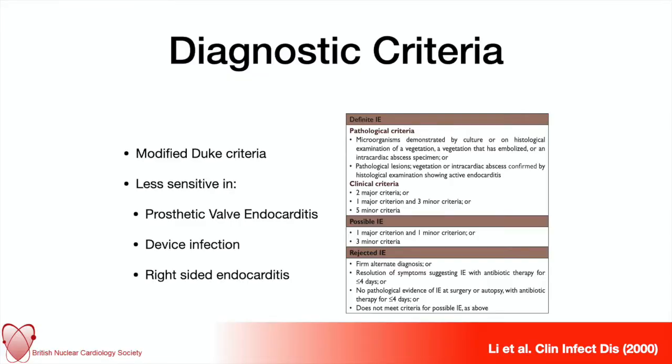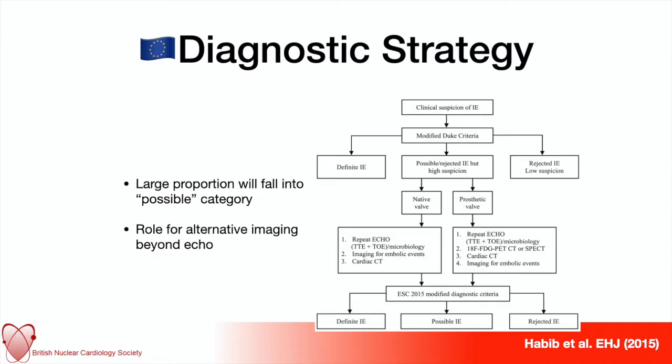How do you diagnose infective endocarditis? Well, we apply the modified Duke criteria, but we're aware that they're less sensitive in prosthetic valve endocarditis, device infection, and in right-sided endocarditis. So recent European guidance suggests that you, first of all, entertain the diagnosis of infective endocarditis, apply the modified Duke criteria, and then you could have either definitive endocarditis or you reject the diagnosis of endocarditis, but a large proportion of patients fall into the possible category. And then here there's a role for imaging beyond the echo to determine whether these patients do have endocarditis or not.